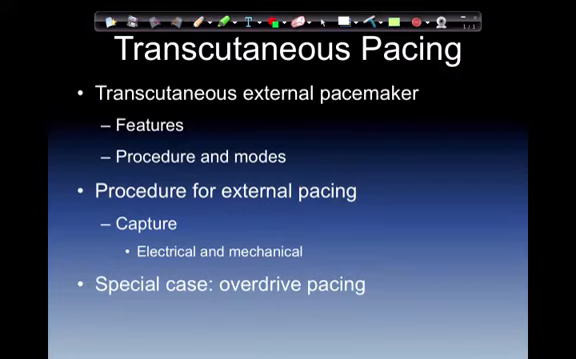As far as capturing, there needs to be two forms of capturing. You need to see a spike followed by a wide QRS, and that would be electrical capturing. And then you need to have mechanical capturing, which would be an associated central pulse. In special cases, we may override a patient with tachycardia. We need to obtain capture, go over what their heart rate was whenever we attain capture, and then back it back down.